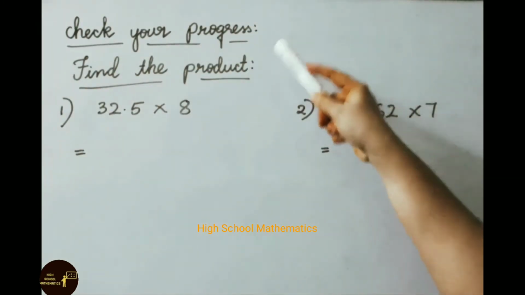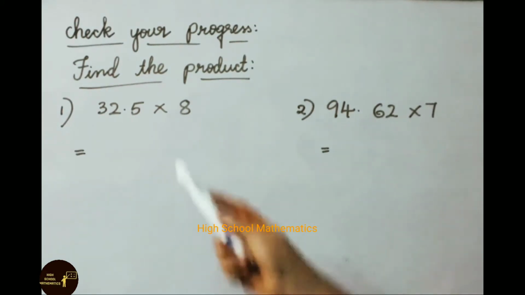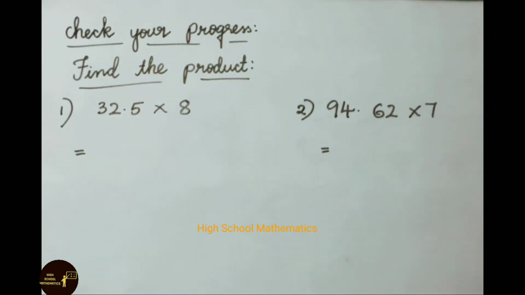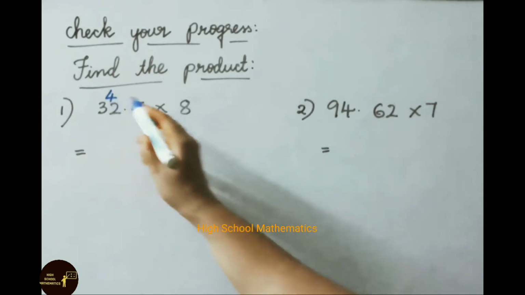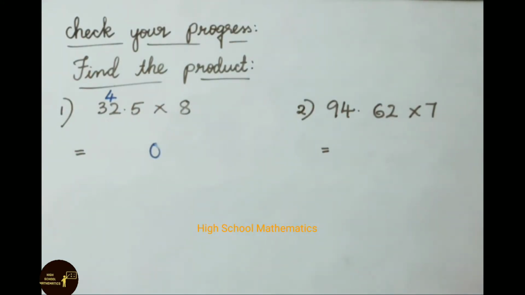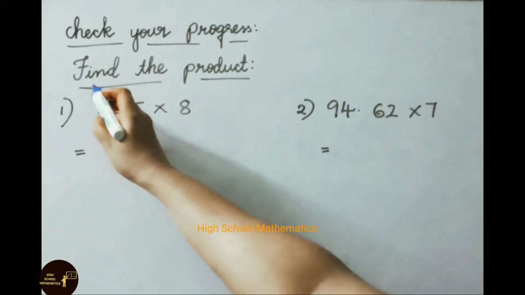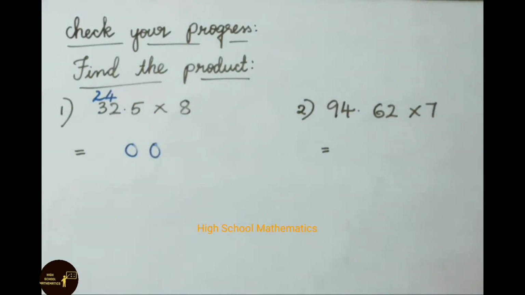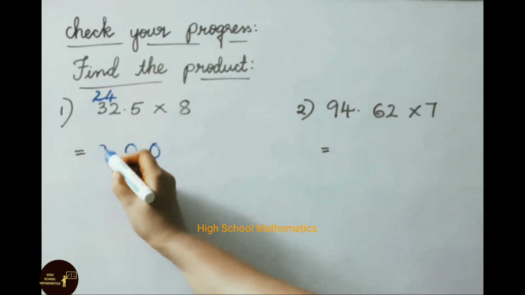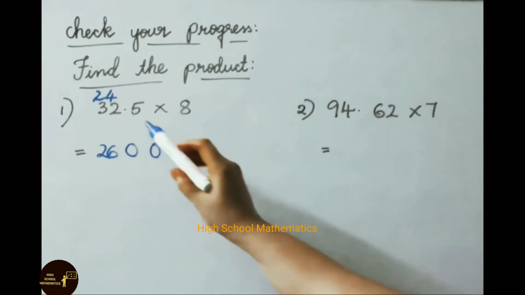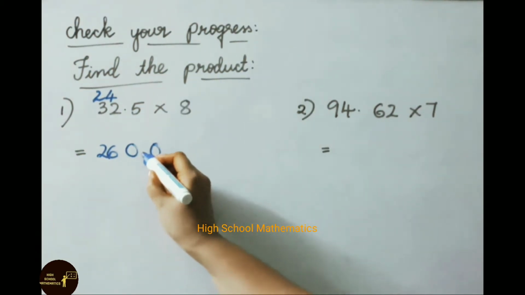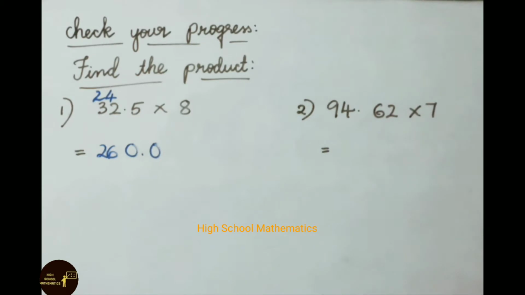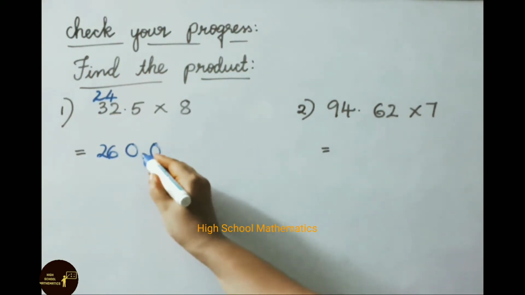See now, check your progress. Find the product. First sum, 32.5 into 8. Let us do multiplication. 8 5s are 40. 0, and carry 4. 8 2s are 16 plus 4, that is 20. Write down 0 and carry 2. 8 3s are 24. 24 plus 2, that is 26. So write down here 26. In our product, one decimal place is there. So from the right side, one digit before we shall place the point. So the answer is 260.0, that is nothing but 260.